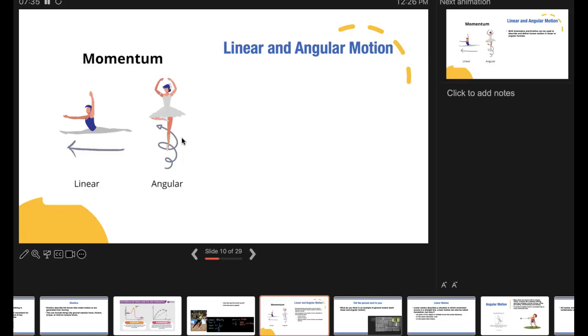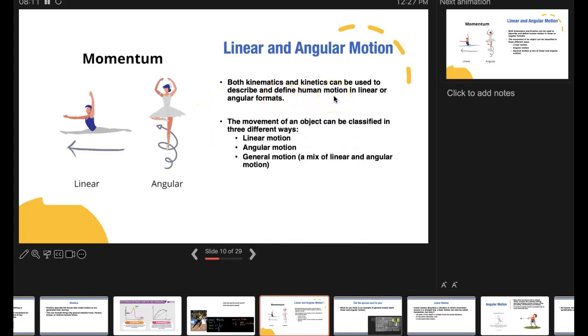It's really interesting that men are doing quads in their skating routines now. So they're doing 4 rotations around in one jump, and all the forces that it takes to do that. I do remember seeing in the Winter Olympics last time, they said how many seconds they were in the air compared to all 4 rotations that they would have to do. Those are the angular momentum kinematics that you would have there. So kinematics and kinetics can be used to describe and define human motion in linear and angular formats.